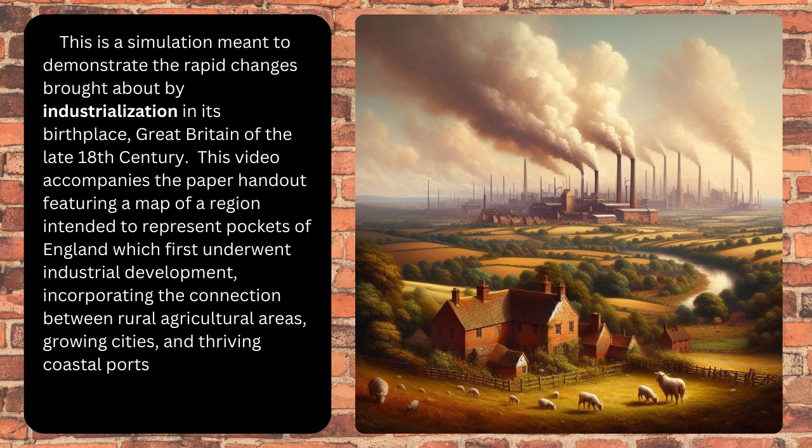This is a simulation meant to demonstrate the rapid changes brought about by industrialization in its birthplace, Great Britain of the late 18th century. This video accompanies the paper handout featuring a map of a region intended to represent pockets of England, which first underwent industrial development, incorporating the connection between rural agricultural areas, growing cities, and thriving coastal ports.